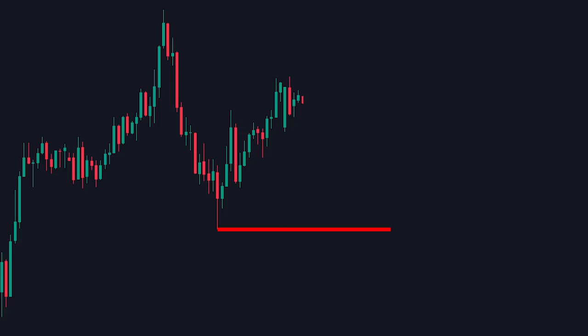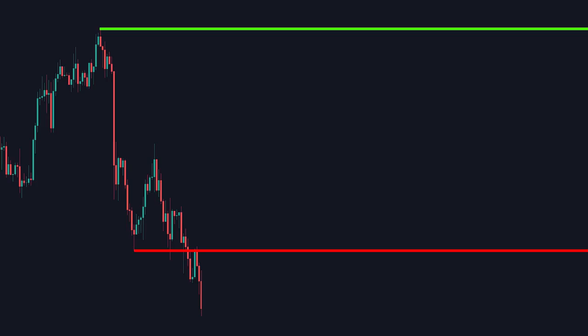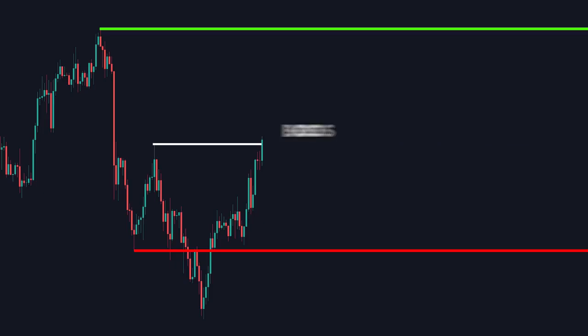Now, we don't want to simply enter a long trade just because it broke the low. We first want confirmation. Once price breaks the previous day's low, you want it to immediately do a break of structure to the upside, which is just a break of the previous high. But an important step, you have to make sure this break of structure occurs above the liquidity.